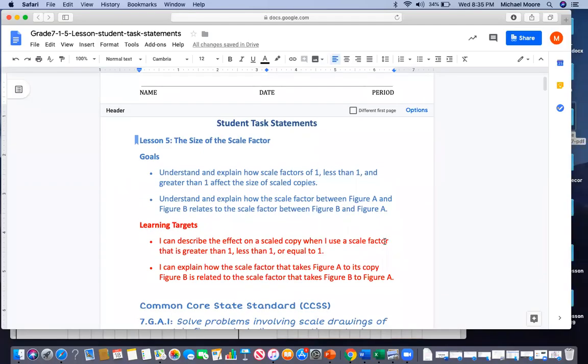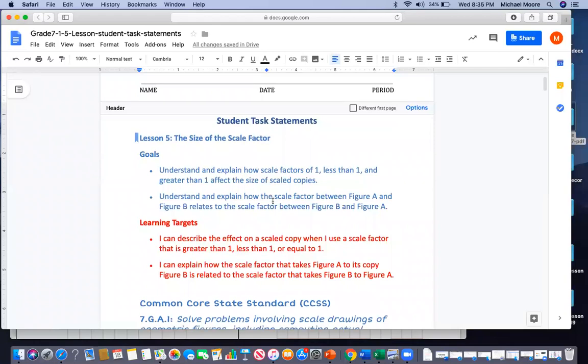Okay, so in this video, we'll be going over Unit 1, Lesson 5, the size of the scale factor. The goal of this lesson is to understand and explain how the scale factors of 1, less than 1, and greater than 1 affect the size of copies. We also have to understand and explain how the scale factor between figure A and figure B relates to the scale factor between figure B and figure A. So switching and flipping, reciprocal, that's something we're going to be covering later on in the lesson also.